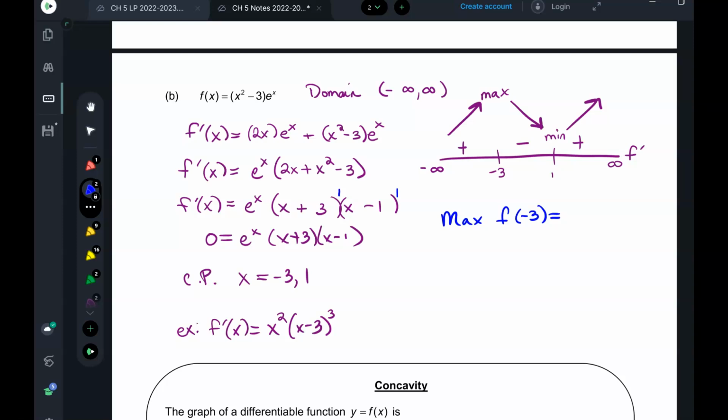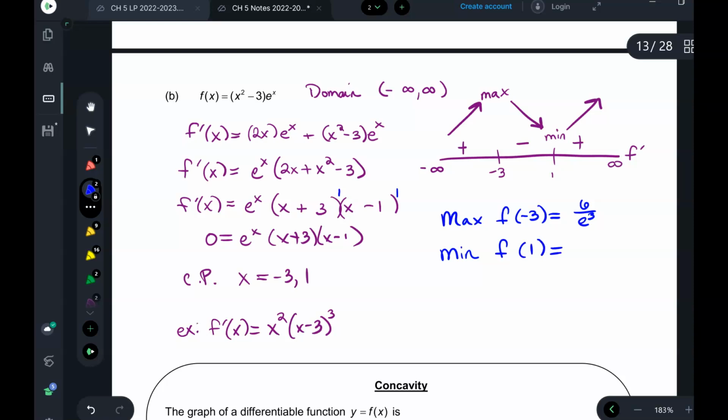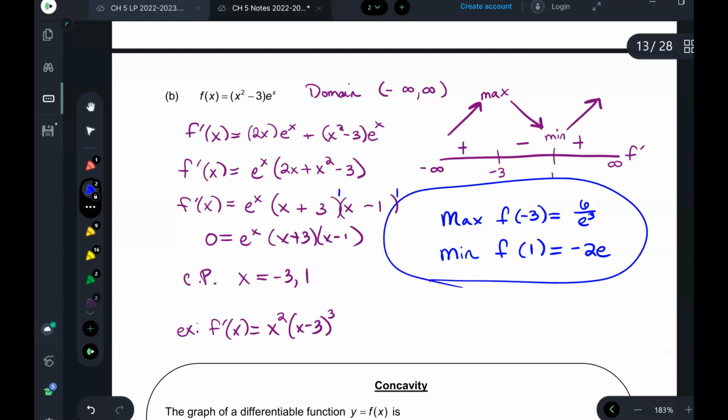Okay, if we plug in -3, so that'll be 9 minus 3, 6, e to the -3. Just 6 over e cubed, it's fine. And then the min, f of 1. So that'll be -2 e to the first. Right? So -2e. How was that? Okay?